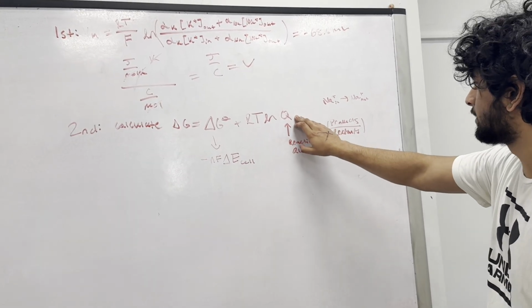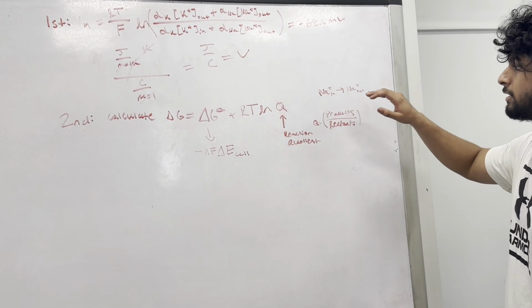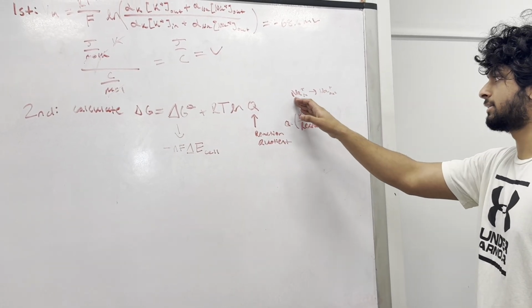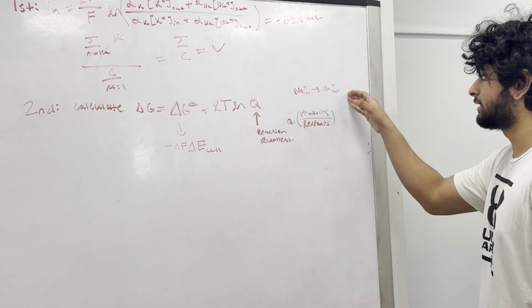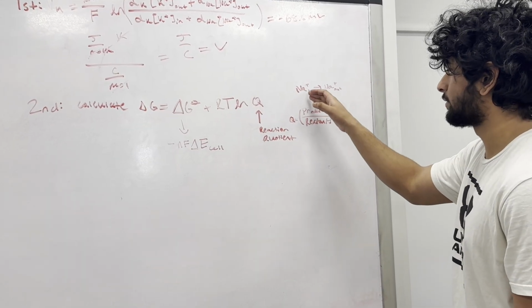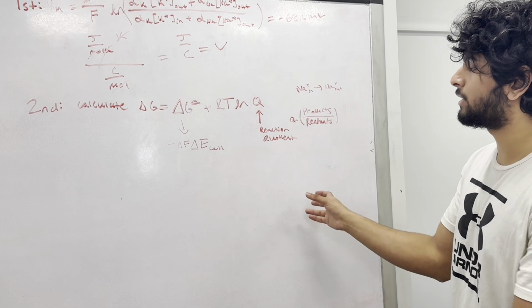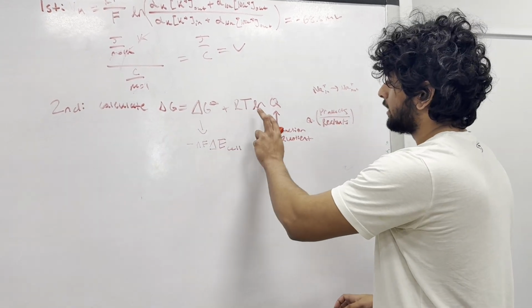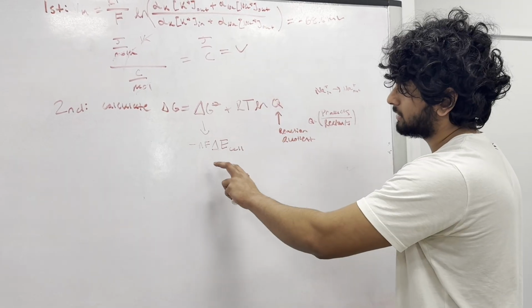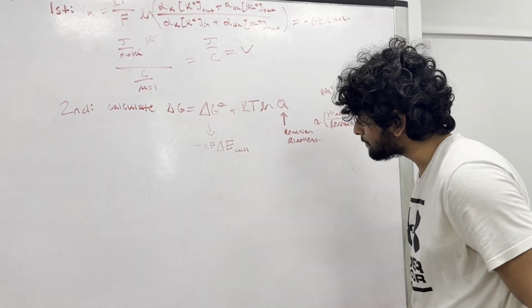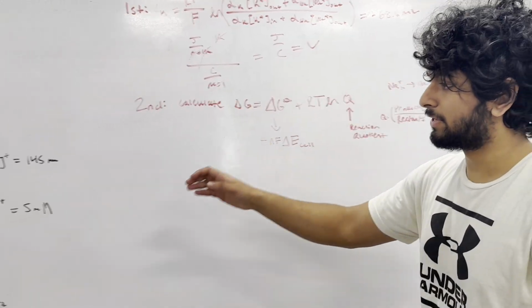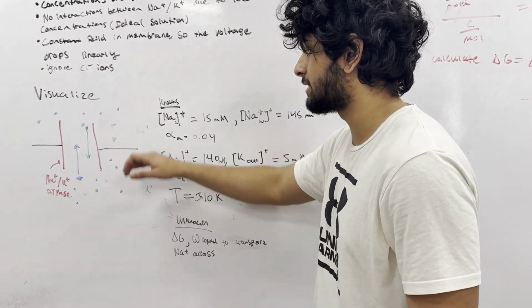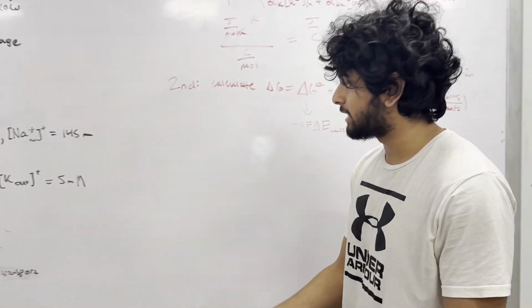The second part, RT ln Q. Q is the reaction quotient. To calculate Q, it's just the products over the reactants. And in our case, since the sodium ions are going outside, these are our products, these are our reactants. And so we can see from this equation there are two properties governing delta G. One is the concentrations and the other is electrical potential. This one makes sense. You're moving something from lower concentration to higher concentration. This is an example of active transport, which requires energy.